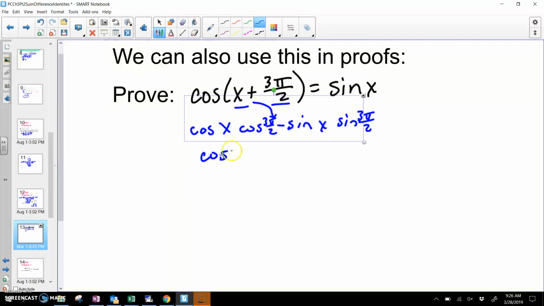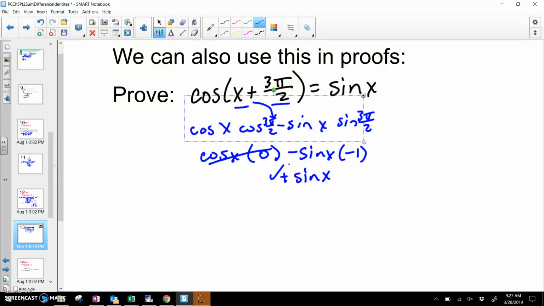So then I have cosine of x on my unit circle. Cosine of 3 pi over 2 is 0, minus sine of x times sine of 3 pi over 2, which is negative 1. So anything times 0 is 0. I have negative sine x times negative 1, and a negative times a negative gives me positive sine of x, which is my answer.